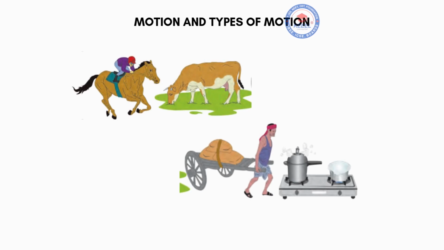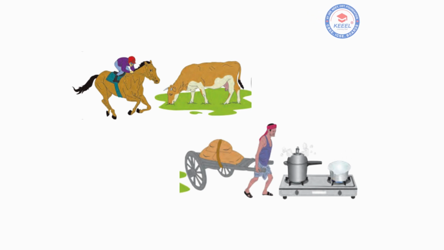Motion and types of motion. What is motion? Motion simply means movement. When something changes its position over time, we say it is in motion. If it doesn't move, it is at rest. Types of motion. Translational motion. When an object moves in a straight or curved path. Example, a bus moving on a road.